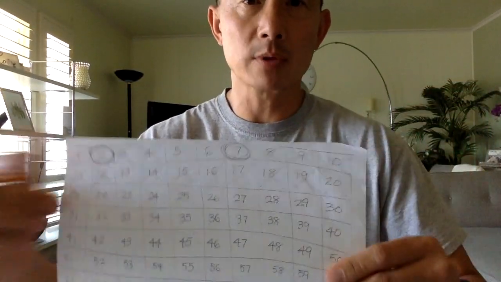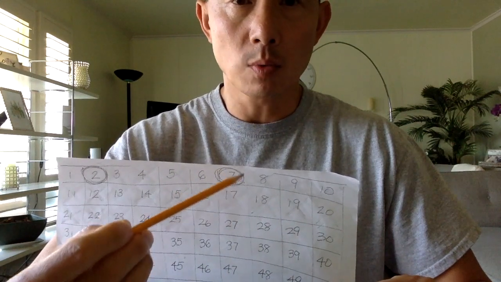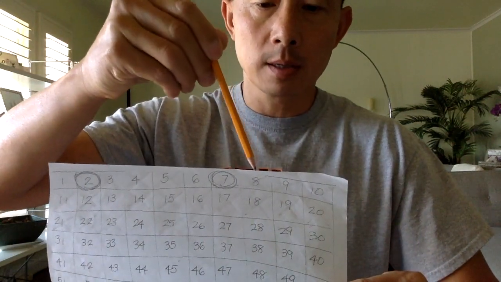Okay, that was the number 3. Number 3, I'm going to move down 3 spots now. 7, 1, 2, and 3. I'm at 10 now. Okay, we're getting closer. Let's do 2 more rounds.